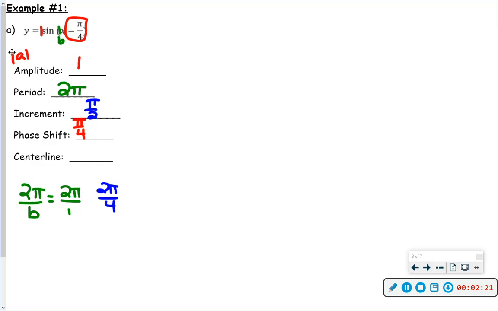Now, there is no plus or minus any values at the back of it, so there's no vertical shift. We're not moving it up or down. So our center line is still just the plain old boring x-axis, which always has the equation y equals 0.